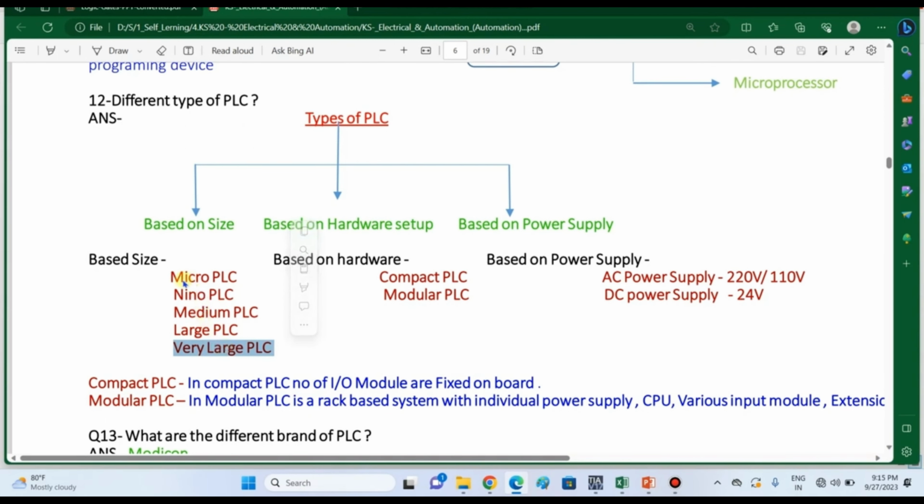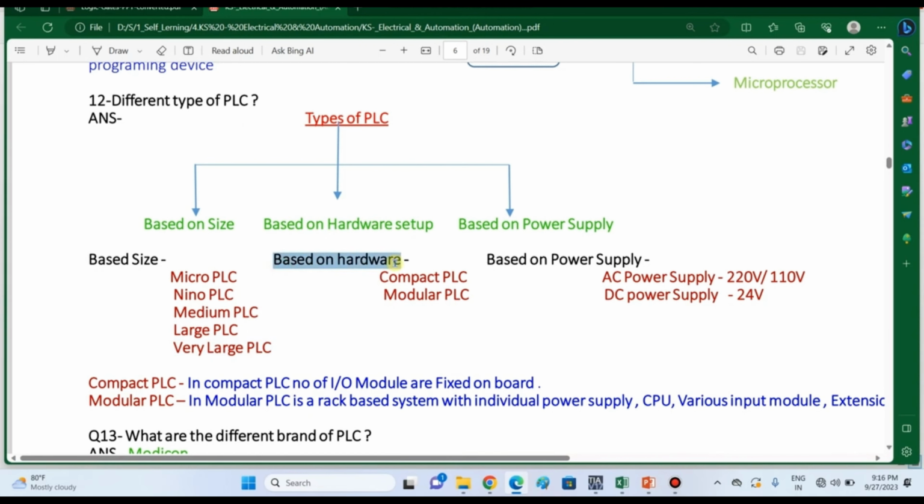So what do you mean by micro PLC? Observe the name, micro. Micro means mini, minimum number of input output in that PLC. Nano PLC has a higher number of input output than micro PLC. Medium PLC has more input output than both micro PLC and nano PLC, and large PLC has more than micro PLC, nano PLC or medium PLC. And very large PLC has the greatest number of input output modules. So very large PLC is a modular PLC, not a compact PLC.